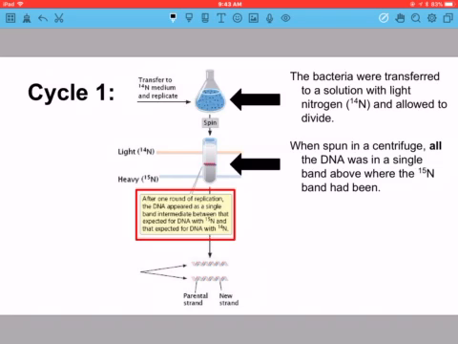A sample of these cells was collected and the DNA was isolated and centrifuged, and in this case there was a single band or density layer seen halfway between where N14 and N15 bands would be. So that's what you're seeing here. Here's N14 and N15, and the band was between these two. This shows that DNA after one generation is a combination of N15 parent DNA and N14 newly synthesized DNA.